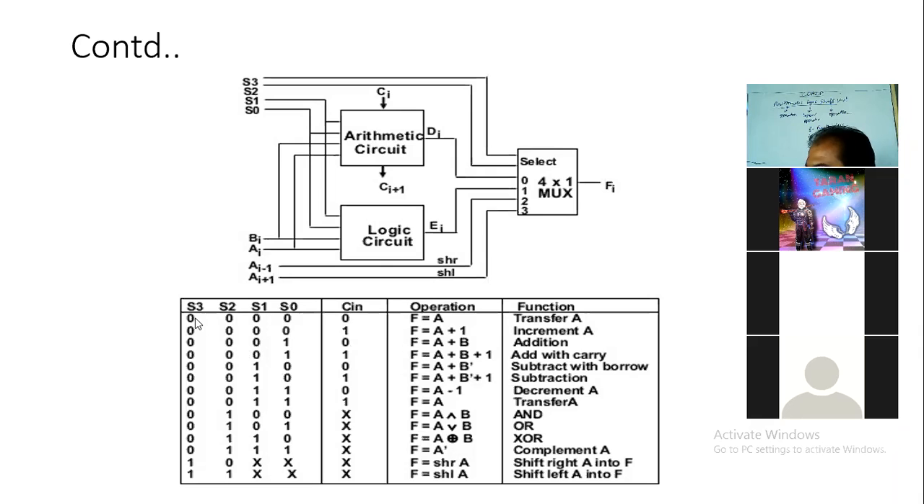Okay, if S3, S2 is equal to 0, 0, this means arithmetic circuit is selected, and which operation is performed from the arithmetic circuit we determine from S0, S1. If S1, S0, C in is 0, 0, 0, then we have transfer A. This means transfer the content of A to the register. If S1, S0, C in is 0, 0, 1, then we will perform arithmetic increment operation.